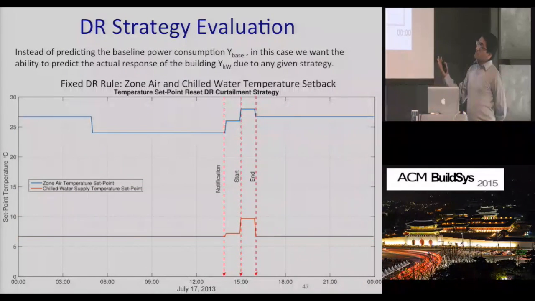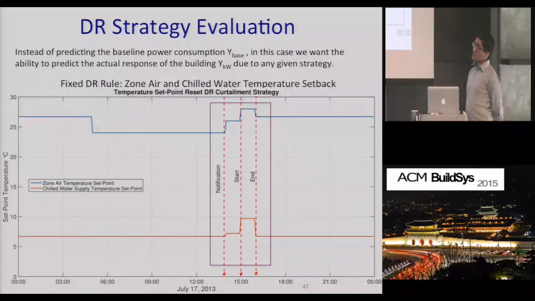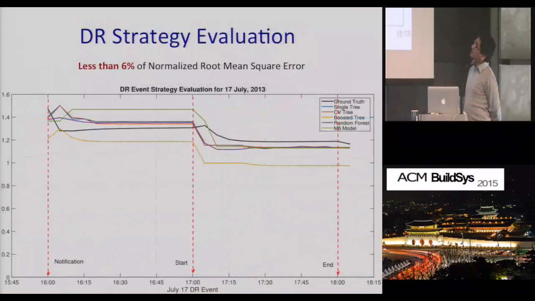So then we come to strategy evaluation. If you have fixed strategies like buildings do in terms of demand response, so changing the set point, say, of the chiller, the set point for chilled water, and the set point of zone temperature, then we can actually predict what the response of the building will be for different strategies and look at how these will roll out. And we are within about 6% of the ground truth for prediction of different strategies with each of these different approaches.